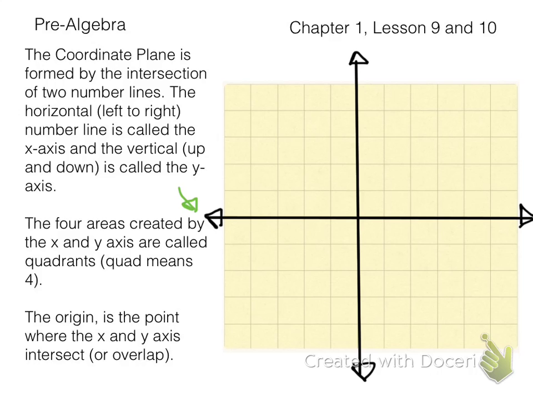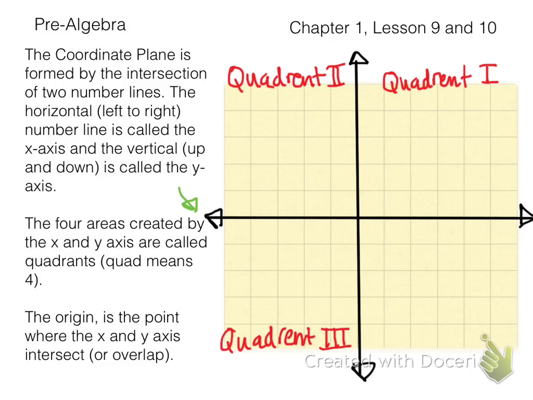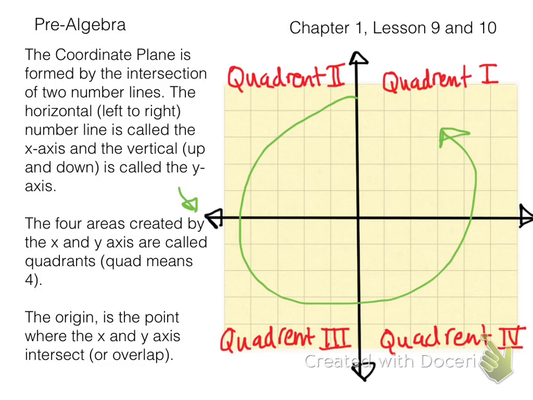So the four areas that are created by the intersection of two lines, the x-axis and the y-axis at this point, are called quadrants. The first quadrant is in the upper right, and that's quadrant 1. The second quadrant is in the upper left. The third quadrant is in the lower left, and the fourth quadrant is in the lower right. And you guys can see that it goes counterclockwise. So it starts here and goes that way. Okay, so there we go.